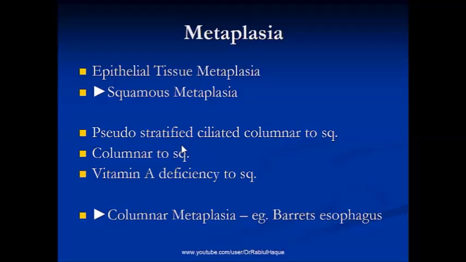Now these were all epithelial metaplasia. There can also be connective tissue metaplasia, where one connective tissue cell is replaced by another connective tissue cell. Say, for example, if someone gets a trauma in his muscle, sometimes there is bone formation inside the muscle, although that's not very common, and that is known as myositis ossificans. So that is an example of connective tissue metaplasia.